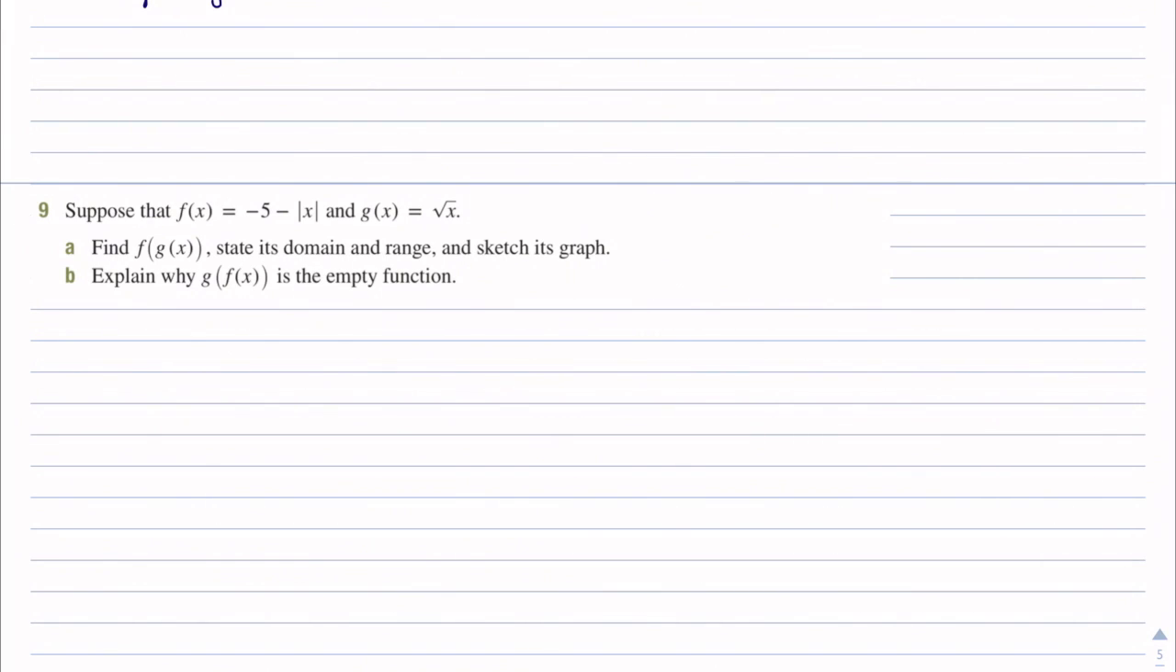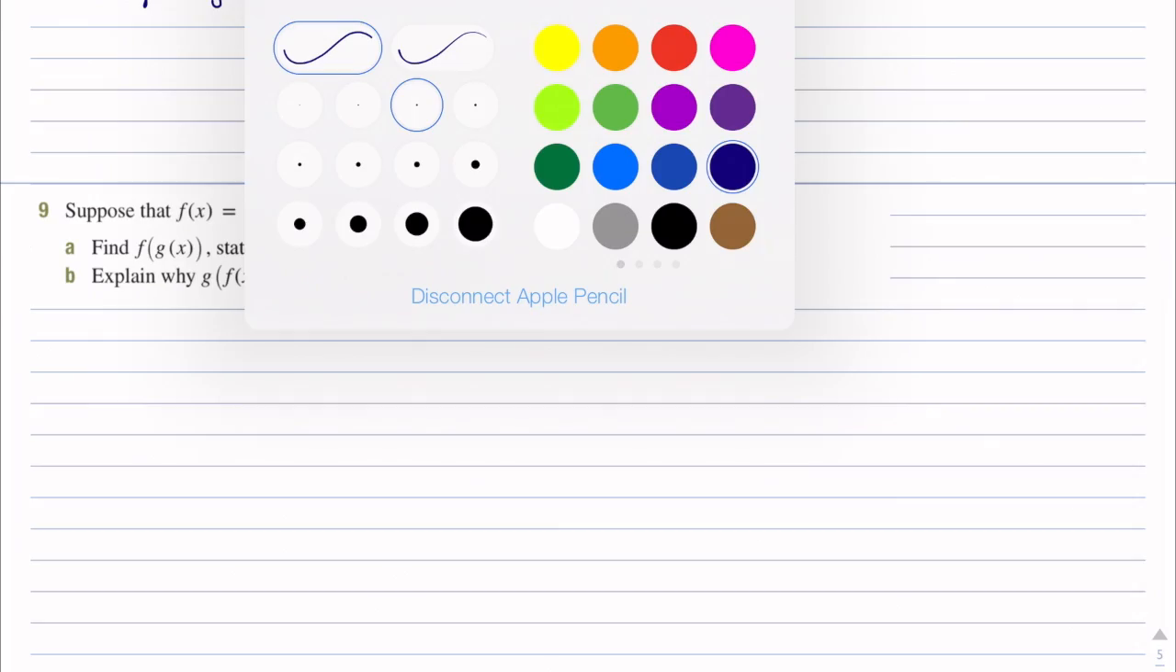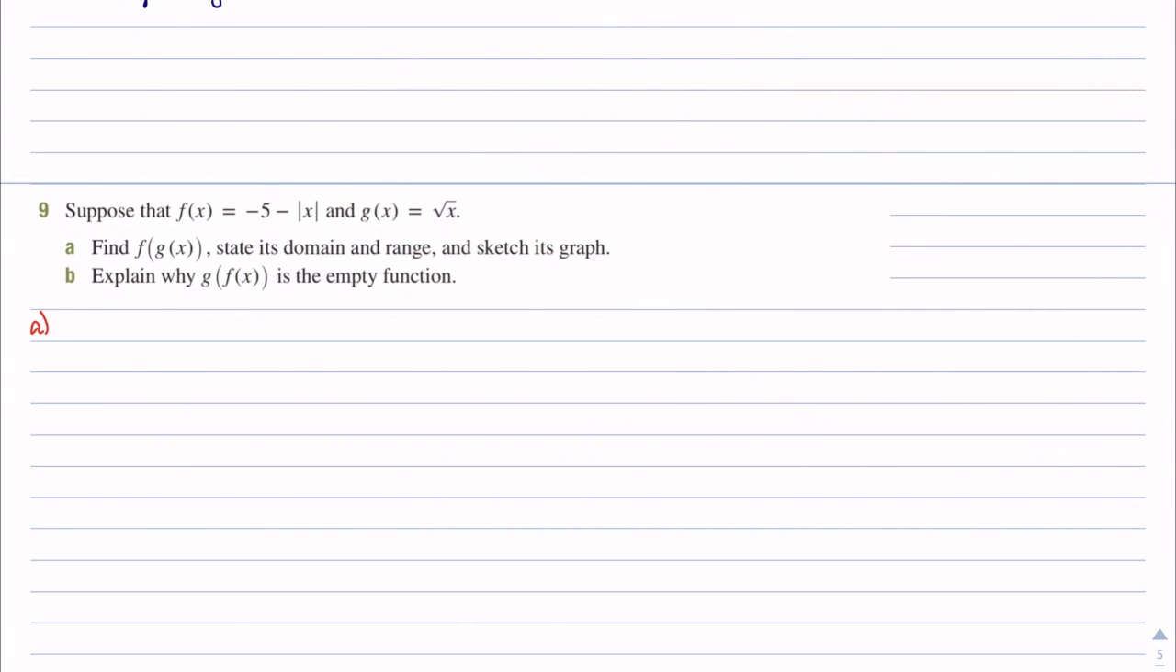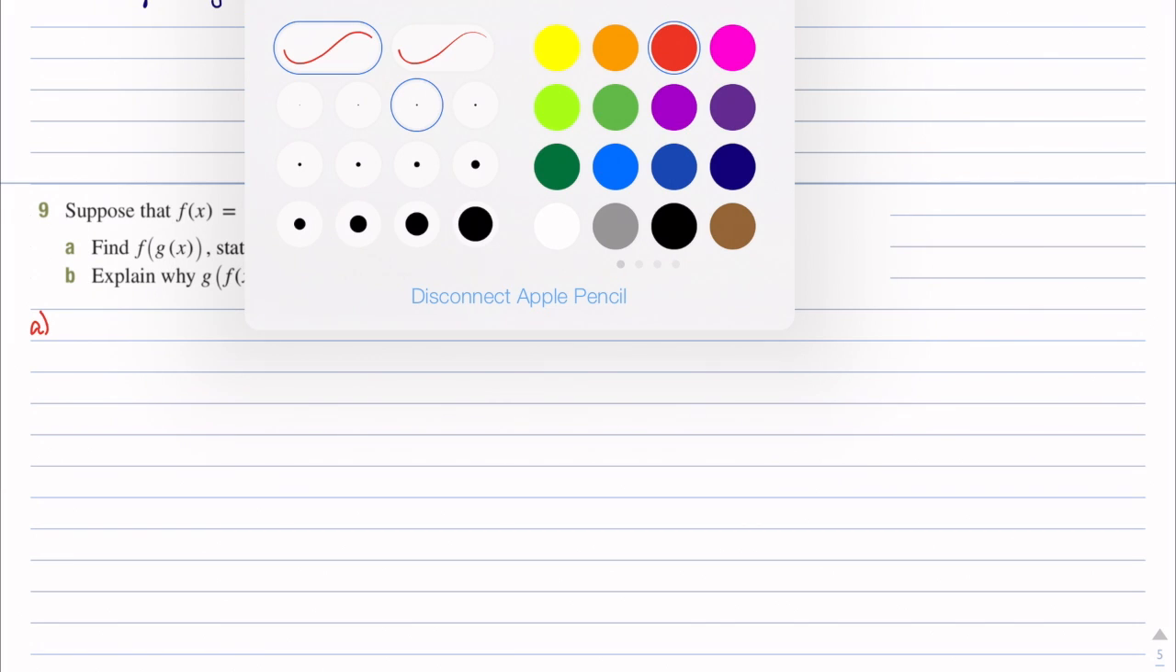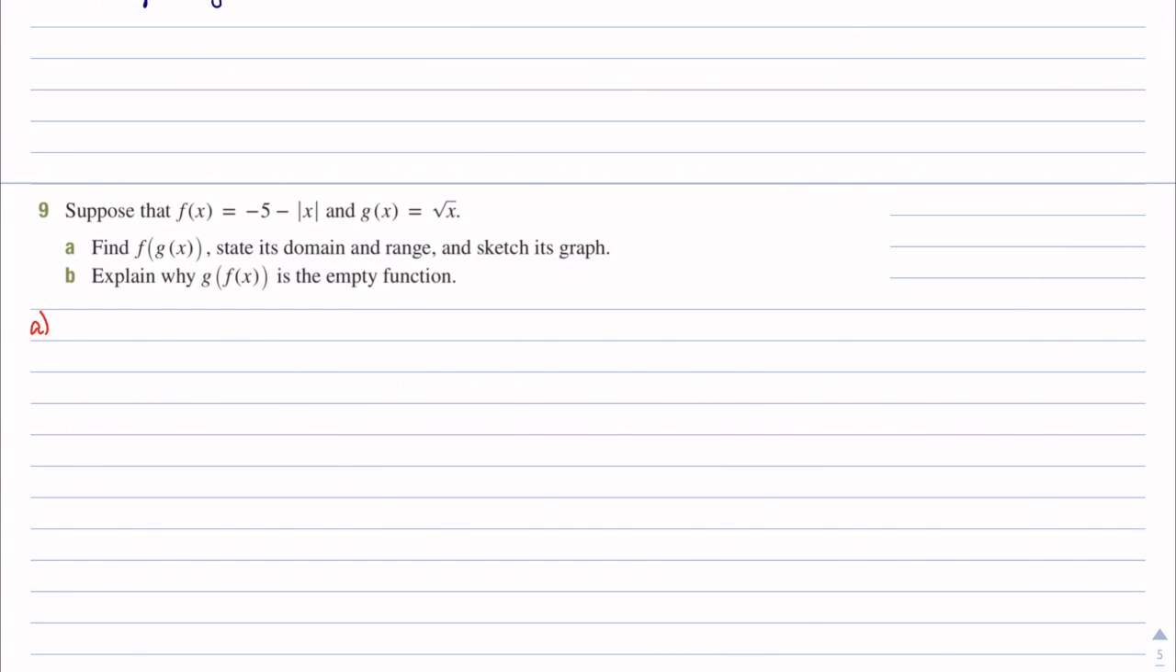Question 9 is short but sweet. Let's do 9a. Now we know g of x is the square root of x, and we know f of x is negative 5 take absolute value of x. So f of g of x is going to be negative 5 take the absolute value of root x. And that square root is always going to be positive anyway, so negative 5 take root x.